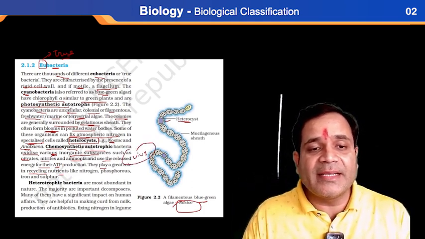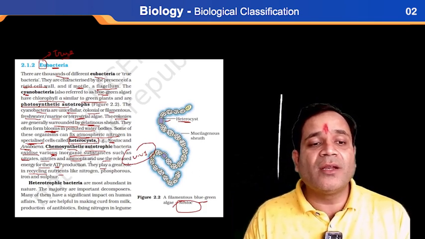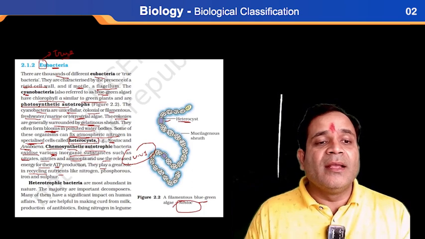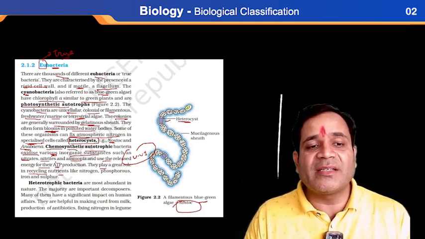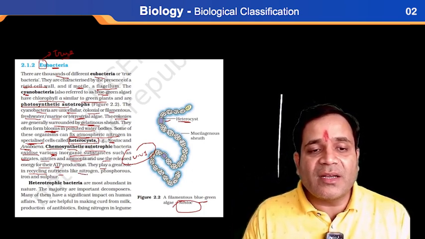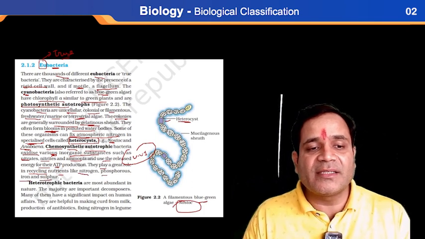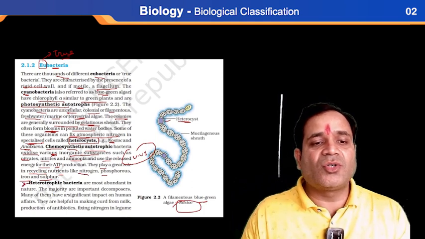Which ones play a great role? Chemosynthetic autotrophic bacteria, which oxidize various inorganic substances, nitrates, nitrites and ammonia, to release energy. They also play a role in recycling nutrients like nitrogen, phosphorus, iron and sulfur. Right? Correct. Now it is time to know about the heterotrophic bacteria.